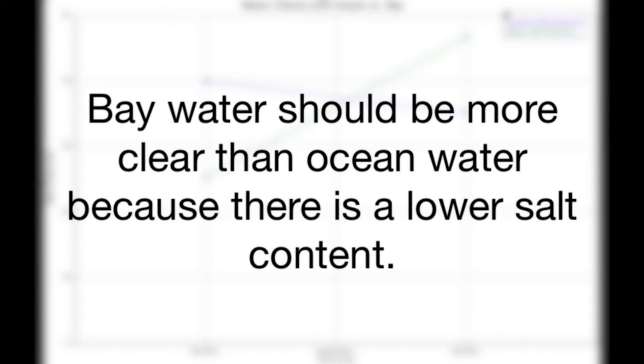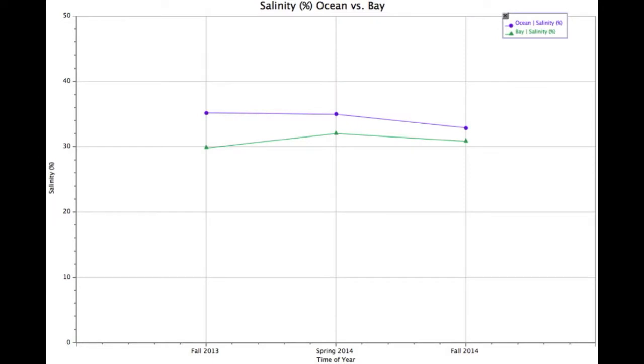It makes more sense for the water to be clearer in the bay than in the ocean because there is less salt in the water, therefore making the water more clear. As stated before, there is less salt in the bay than in the ocean as shown in our data.